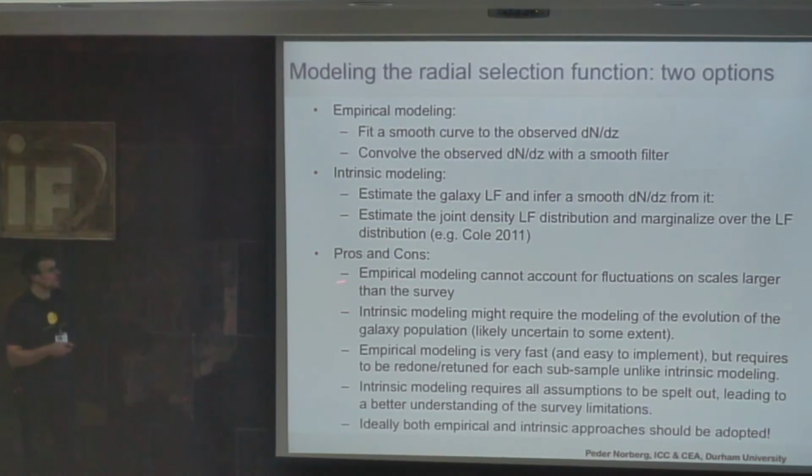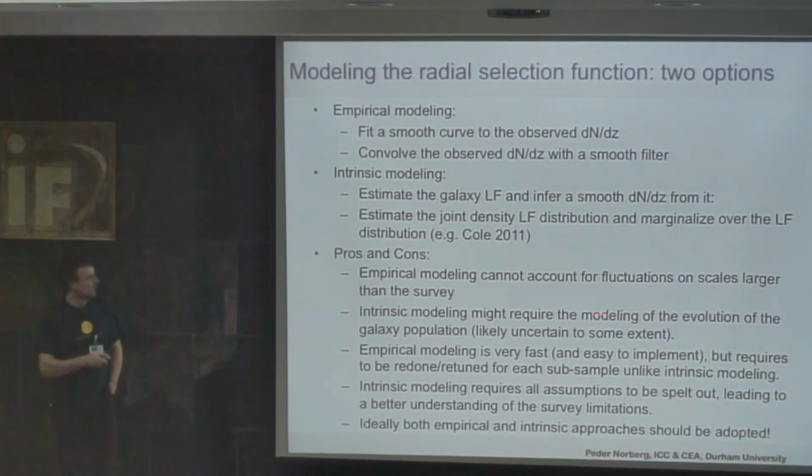The pros and cons: empirical modeling cannot account for fluctuation on scales larger than the survey. Clearly, if your survey is in a patch of sky which is 10% underdense, your modeling will be, by construction, 10% underdense. You can't know that. If there are fluctuations on scales which are larger than this, you won't be able to account for it. That is always the issue with empirical modelings. And you don't need to do many simulations to realize that it's always a problem. Unless you are coming up to the size of the cosmic variance, in the case where you actually sample the whole universe available to you. There's not much you can do about that one.